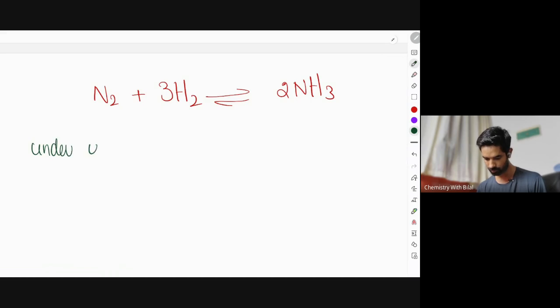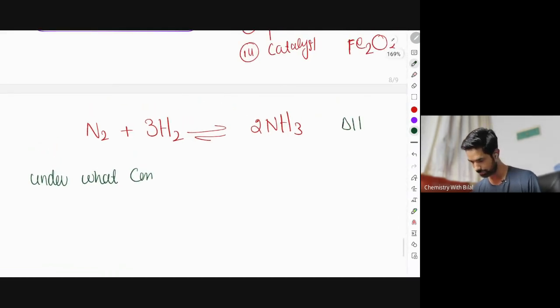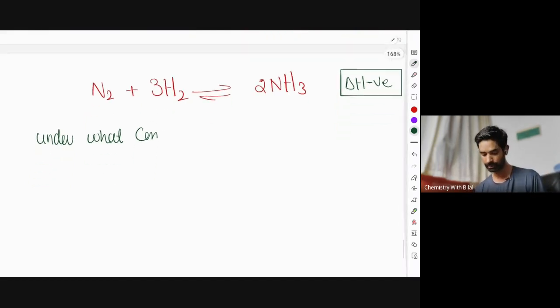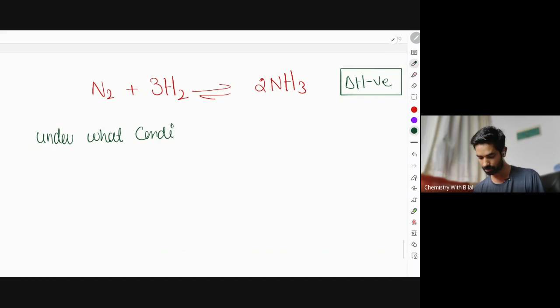under what conditions? One thing that I forgot to mention, the enthalpy of this reaction is negative. So you must know that forward releases heat. If enthalpy is negative, that means the forward reaction is releasing heat. If forward is releasing heat, then the backward reaction is absorbing the heat. So the question is, under what conditions the yield of ammonia can be increased?